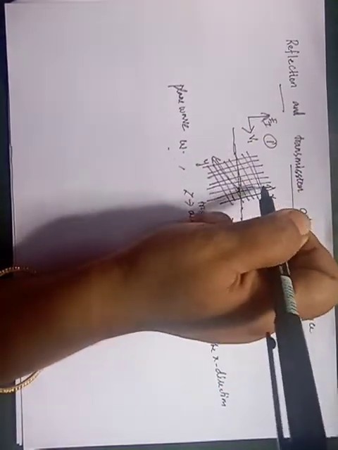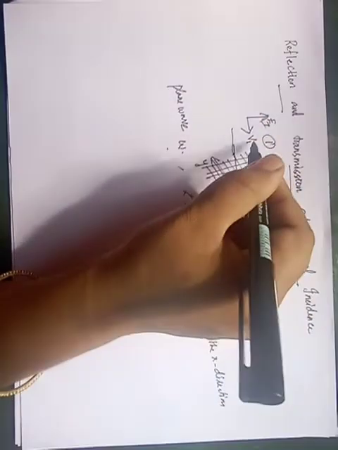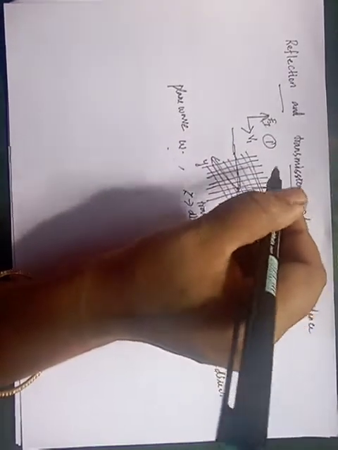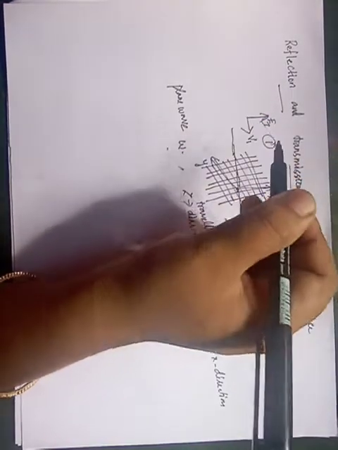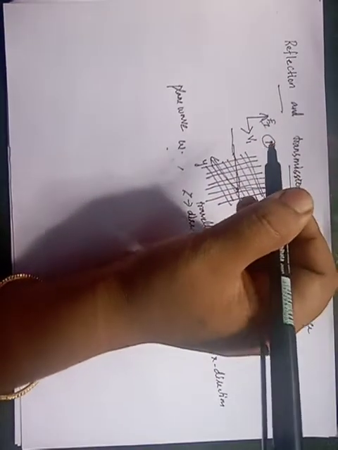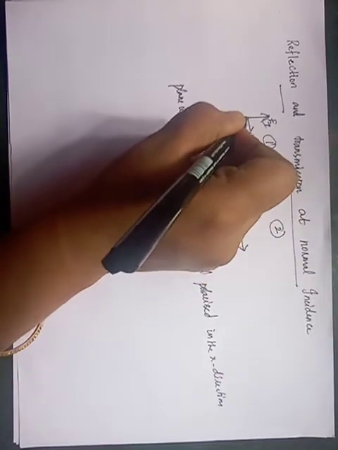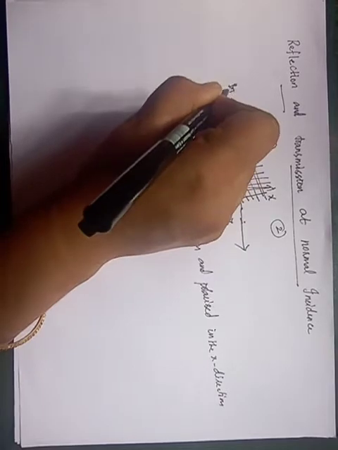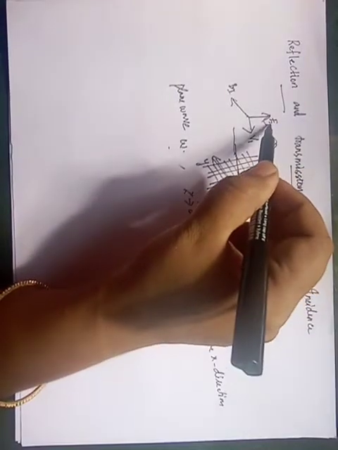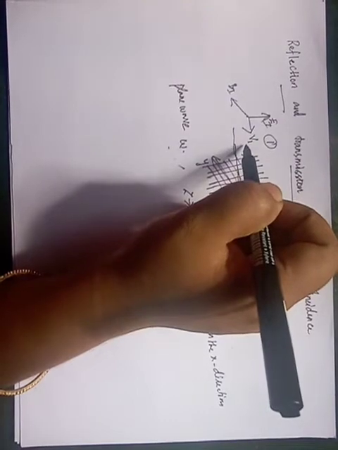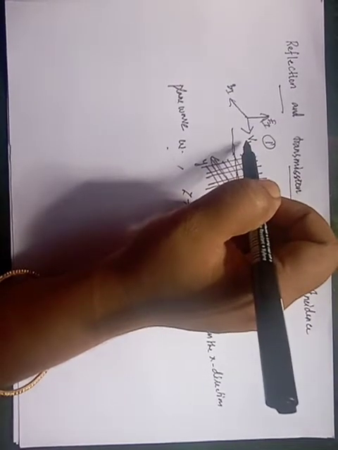Since the wave is traveling in the z direction, the velocity will be in this direction, that is V1, and the polarization is along the x direction. So the electric field of the incident wave is along the x direction. Then the magnetic field and electric field are perpendicular, so the incident magnetic field is along this direction. So this is the incident electric field, this is the incident magnetic field and this is the velocity V1 in medium 1.